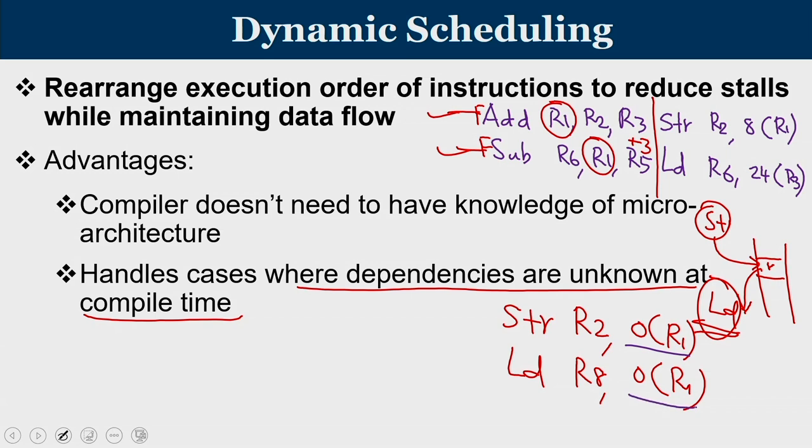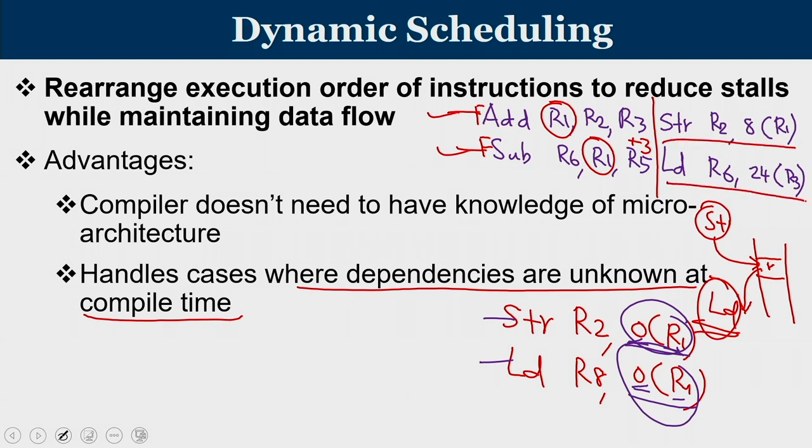Looking at the name of the base register and the displacement, it is clear that they both are pointing to the same location. So, this is a clear case of dependency, which even a compiler can understand because the name of the base register R1 is the same and the offset is also the same. Now, the challenge is, is this a dependency?